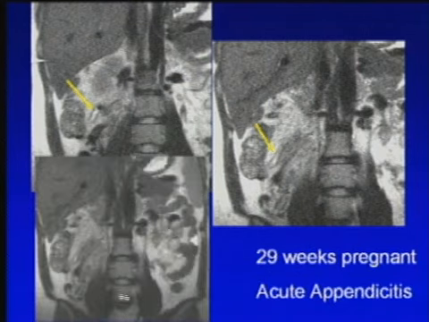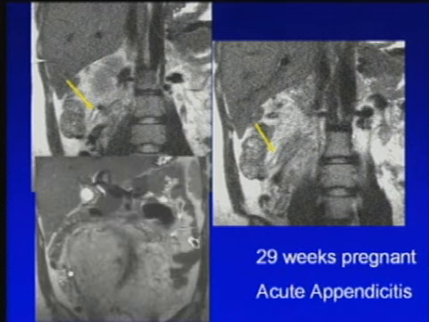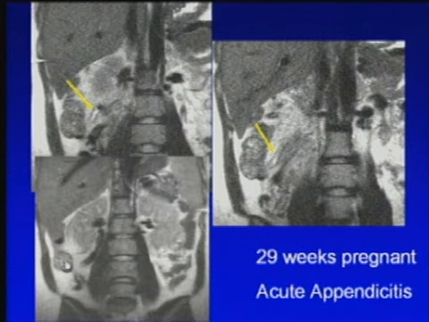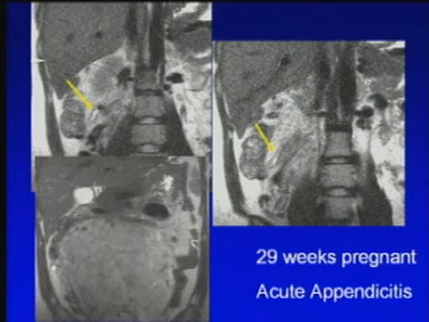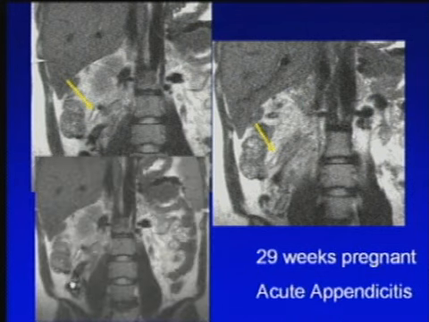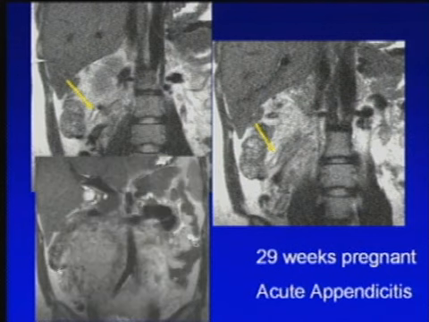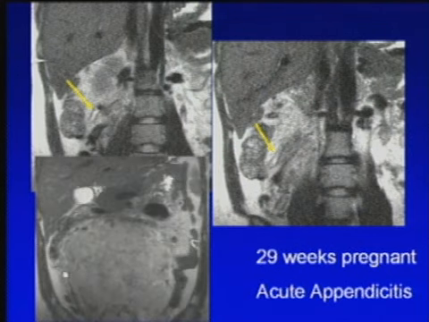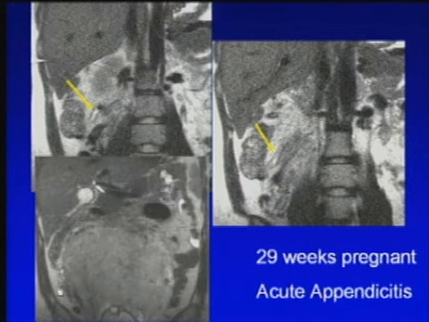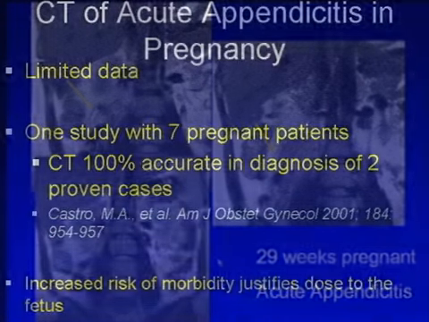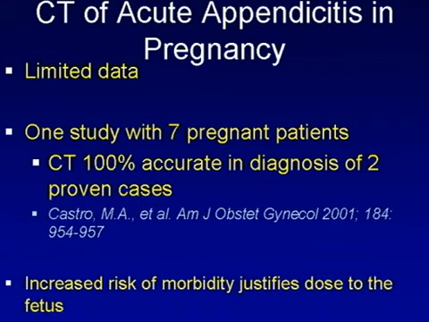If we look at the cine clip, again, I just wanted you to get a feel for this. We're going to be looking over here. Here's the appendix right in here, and it's compressed between the gravid uterus and the cecum here, and you can see there's a normal right ovary here, which helped us to exclude adnexal pathology as the cause of the patient's pain.